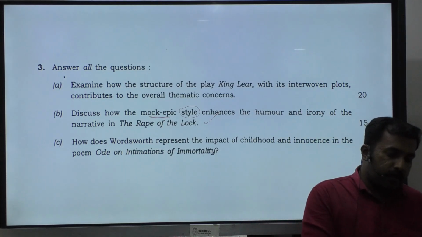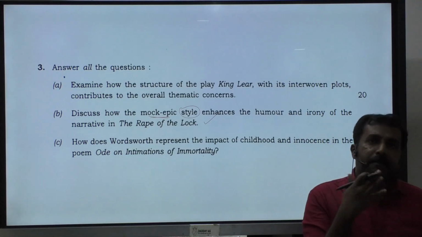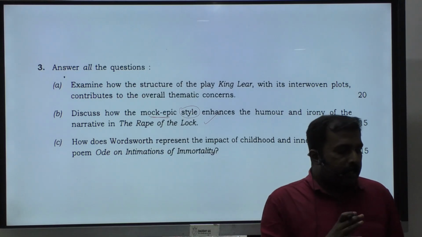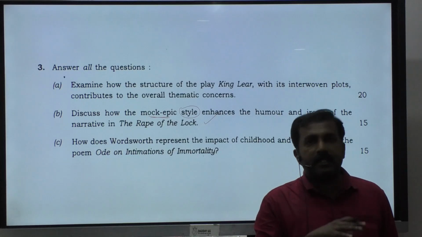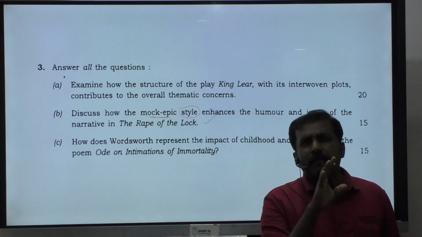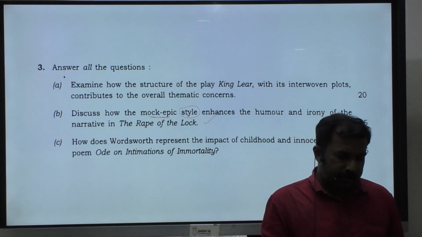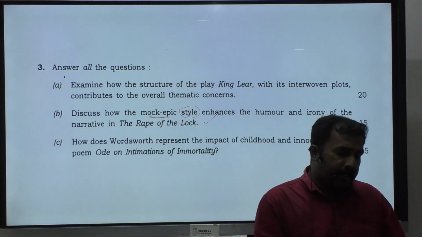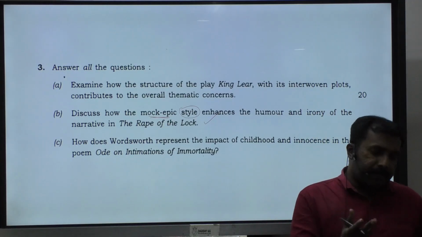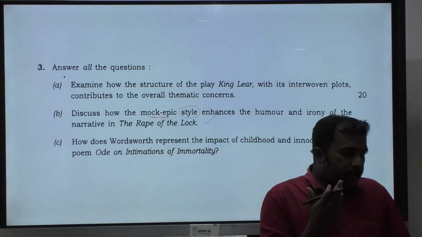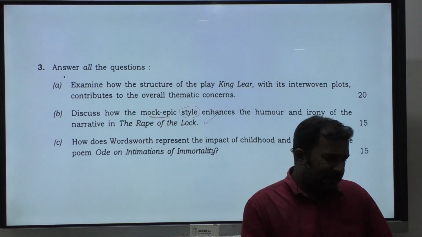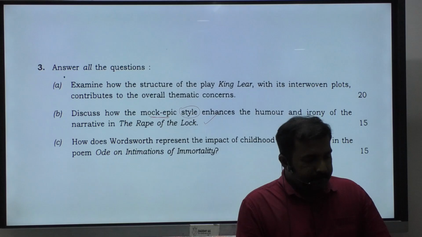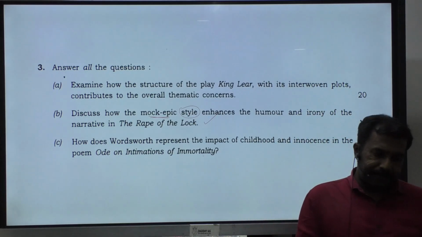So this is also a repeated question, and here we can give the epic opening statement, the epic and mock epic elements of this particular work, and how humor and irony are depicted, the council of spirits, then the epic sacrifice. All these we can give. Then omens and prophecy, all these we can give in this section.